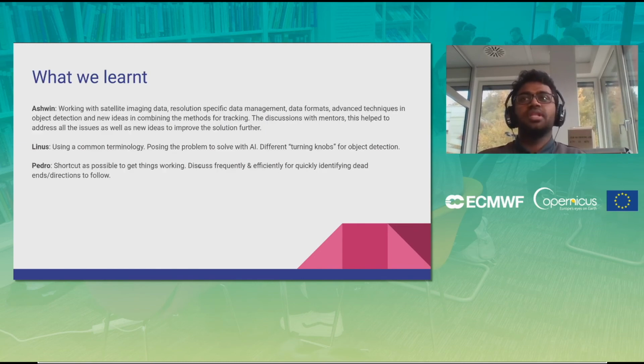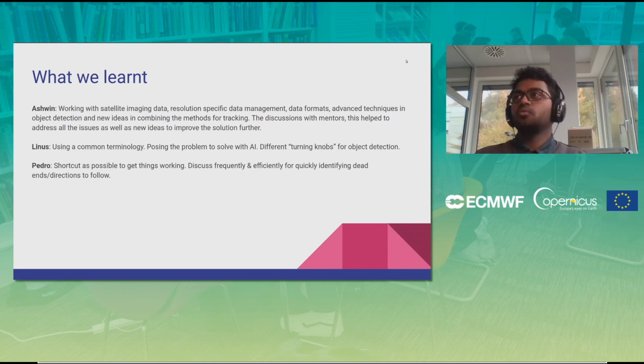Yes, so the things that we learned: for me, it was new to work with satellite imaging data. I had to do resolution-specific data management, with different data formats, like the GRIB data format. I had to write scripts to get this data in the right format that we want to pass to these algorithms.